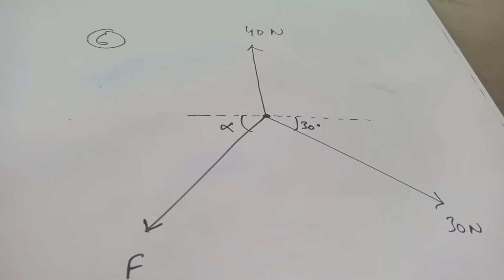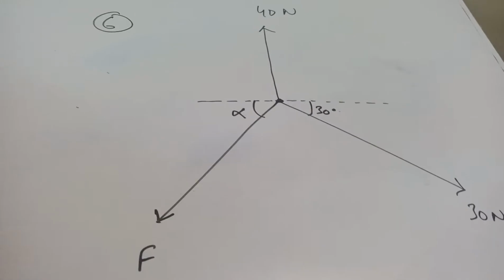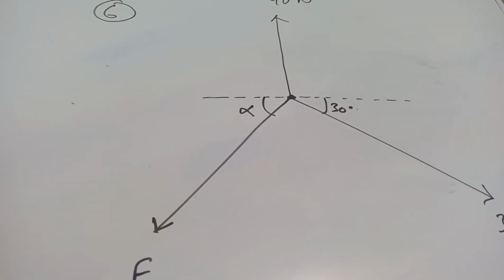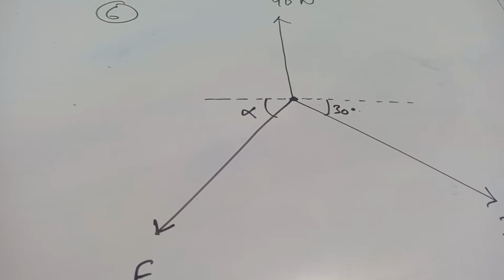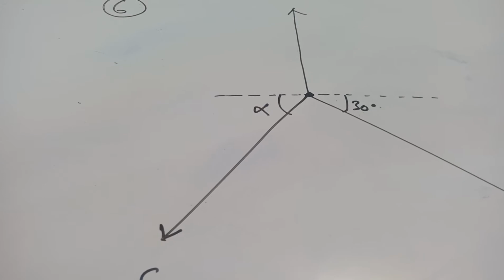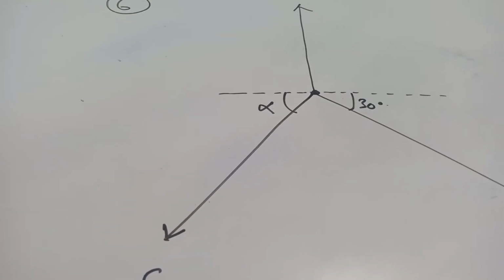Okay, next we are on to the sixth question. It's a bit different question. It says three coplanar forces act on a particle as shown in the diagram. Force F has a component of minus 30 in the x direction and minus 40 in the y direction. Find the value of alpha.